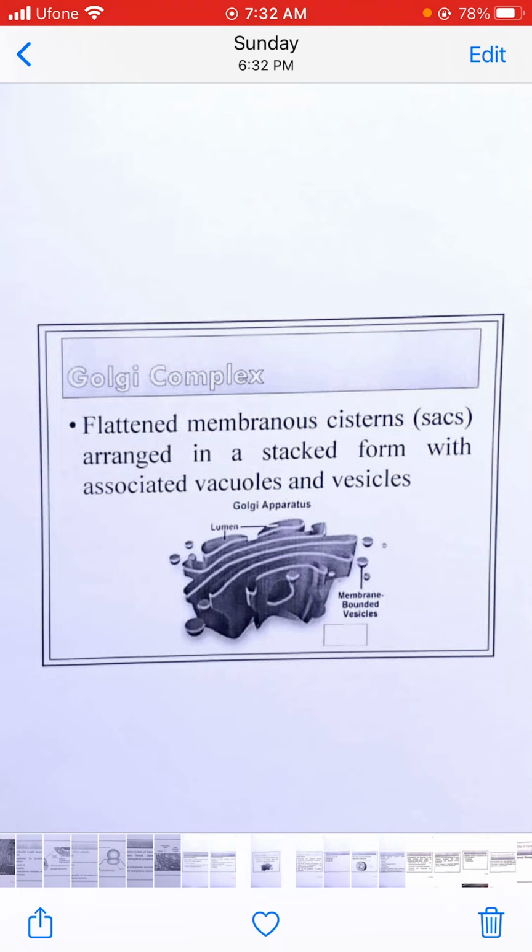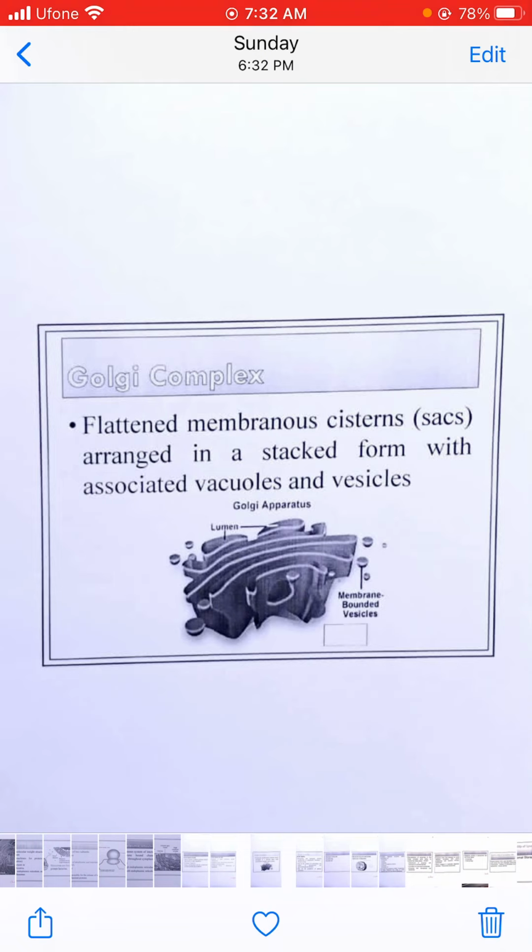What is this Golgi complex? It is flattened membranous cisterns or sacs arranged in a stacked form with associated vacuoles and vesicles. So this is the proper definition of Golgi complex. You have to memorize it. It is made up of sacs which are arranged in a stack and associated with vacuoles and vesicles.